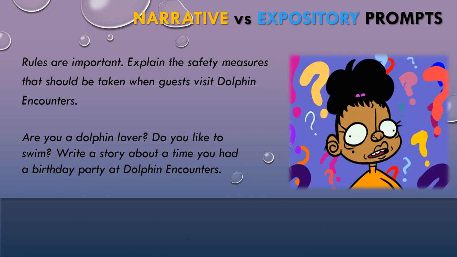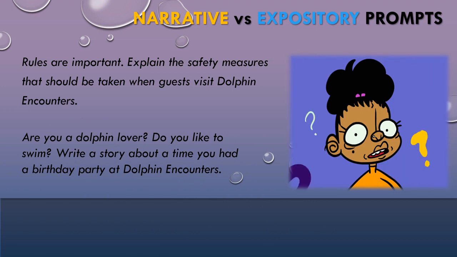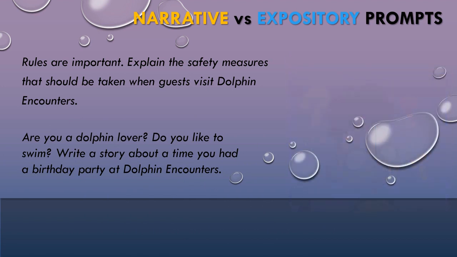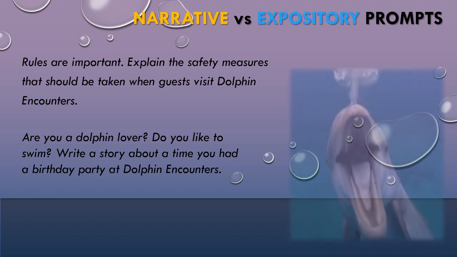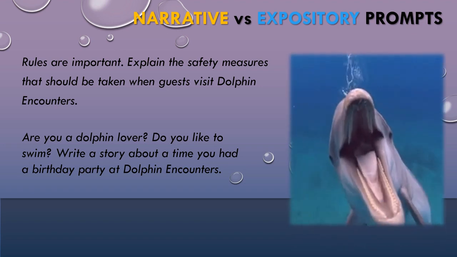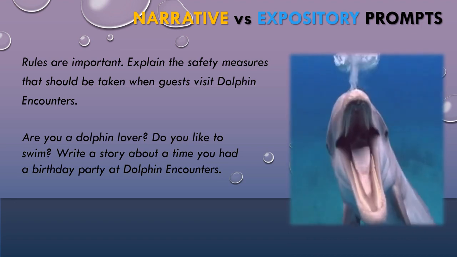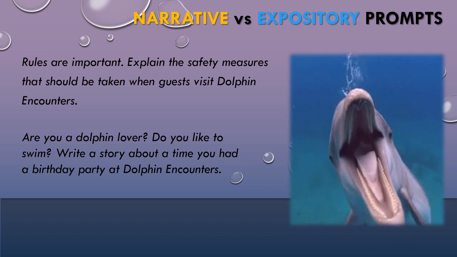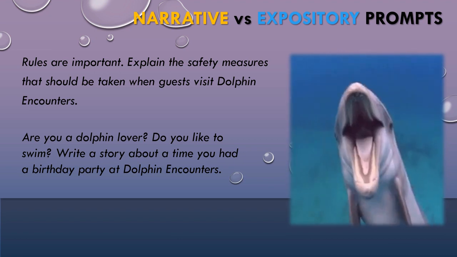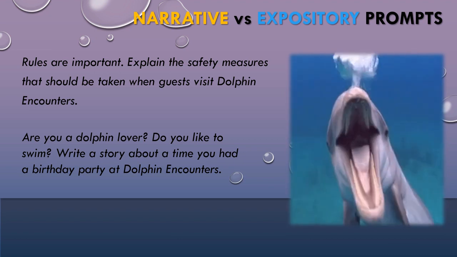One is a narrative and the other expository. Let's have a read. Rules are important. Explain the safety measures that should be taken when guests visit dolphin encounters. The second prompt: are you a dolphin lover? Do you like to swim? Write a story about a time you had a birthday party at dolphin encounters.